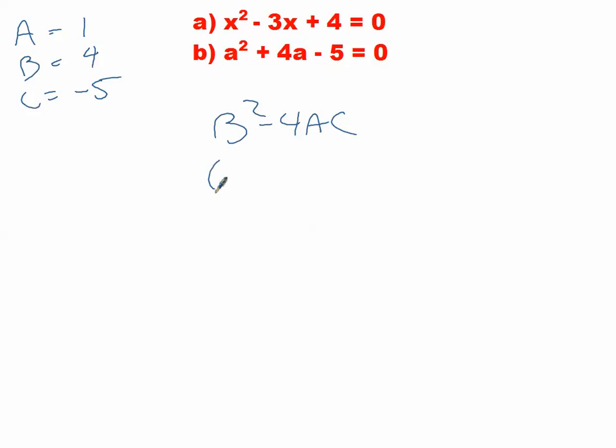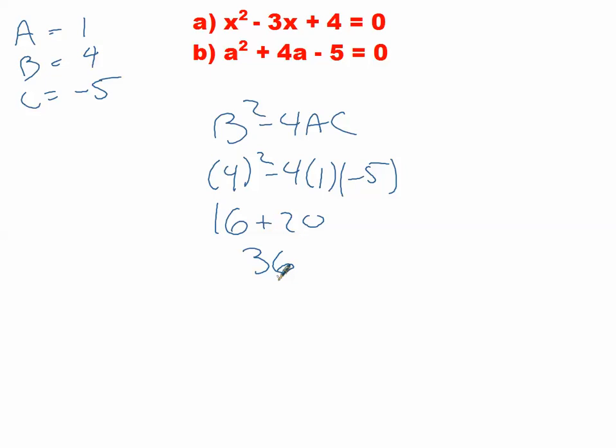So let's plug it in. So we have 4 squared minus 4 times 1 times -5. What is 4 squared? 16. Minus -4 times -5 times 1 is +20. So we have 36. So I have a discriminant value of 36. How many roots do I have? I have 2 real roots.